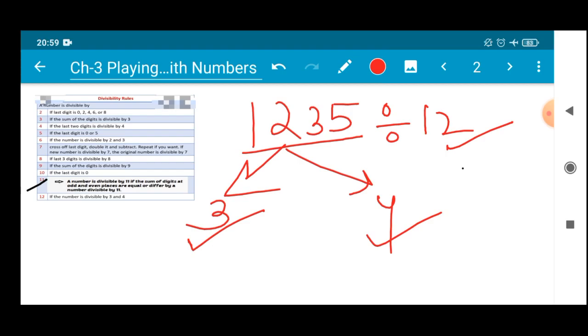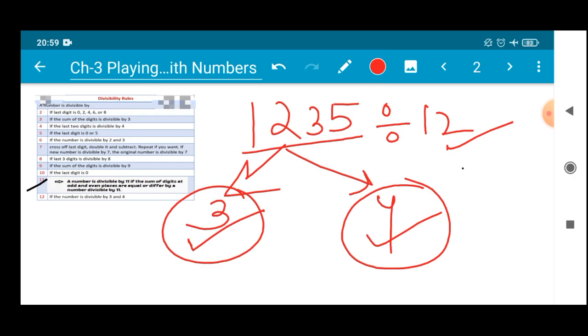Now I hope the concept of the divisibility rule of 3 and the divisibility rule of 4 is clear to you. You can see here, if the last two digits are divisible by 4, then the number is divisible by 4. You can see 35 cannot be divided by 4, so 12 will not be able to divide this 1235.